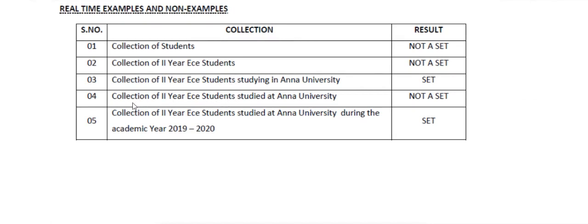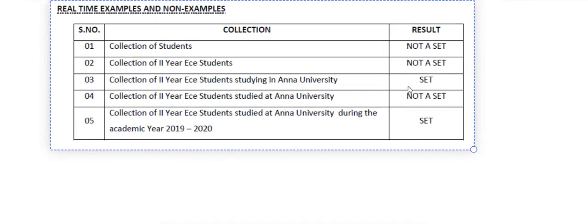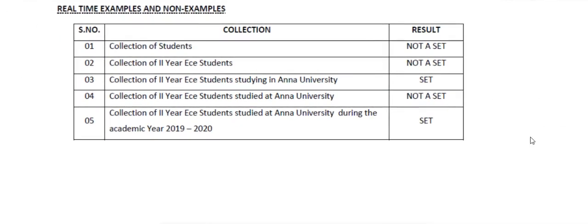Now, collection of second year ECE students studied at Anna University. How will you collect that? Is there any batch mentioned? No, right? See the difference between the fourth and fifth ones. Collection of second year students studied at Anna University during the academic year 2019 to 2020. Now the current academic year is 2020 to 2021. In the previous academic year, the students who studied in Anna University as second year ECE students, we can collect easily. Around 500 colleges will be there. You can collect it easily. If I ask you to collect the fourth data, will you collect? Is it possible? Not at all possible.